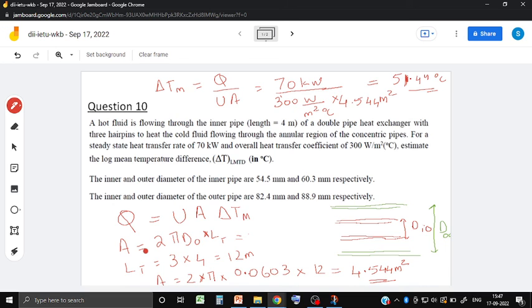After that we calculated the area and we obtained it as 4.544. Then we can calculate the log mean temperature difference, which is Q by UA, which we got as 51.44 degrees Celsius.